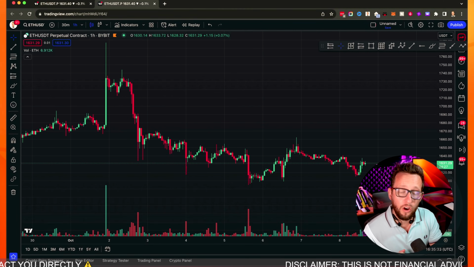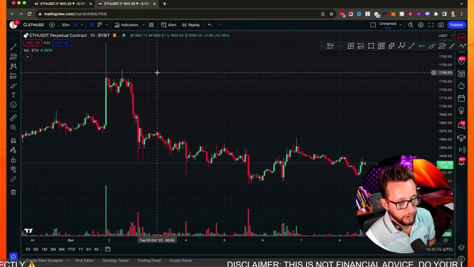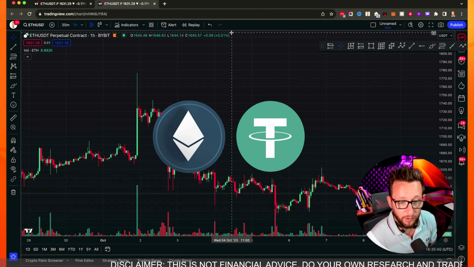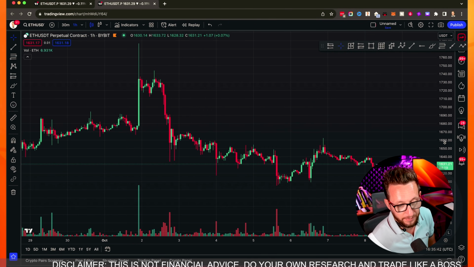Let's have a look at this new strategy. Right, okay, here we are on my computer on a clean chart on TradingView. I'm on Ethereum USDT today because I thought I'd change things up a little bit just for the fun of it.